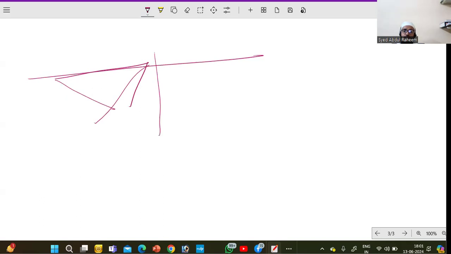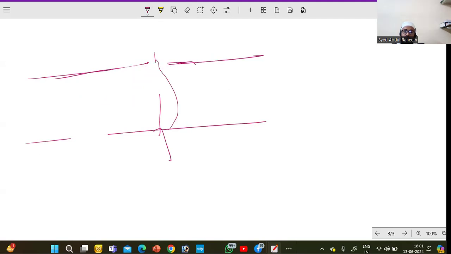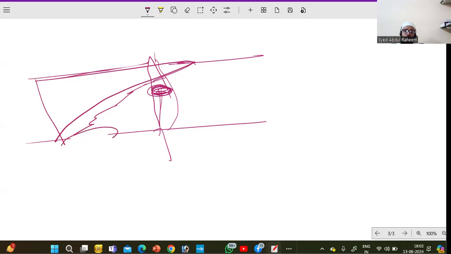Another point is the position of the liver. It is present in the upper quadrant, and some part of it will come to the epigastric region. If you draw a midline, it is the umbilical region. You can see that the liver is coming from here. You can see this is the liver. Some part is coming to here.